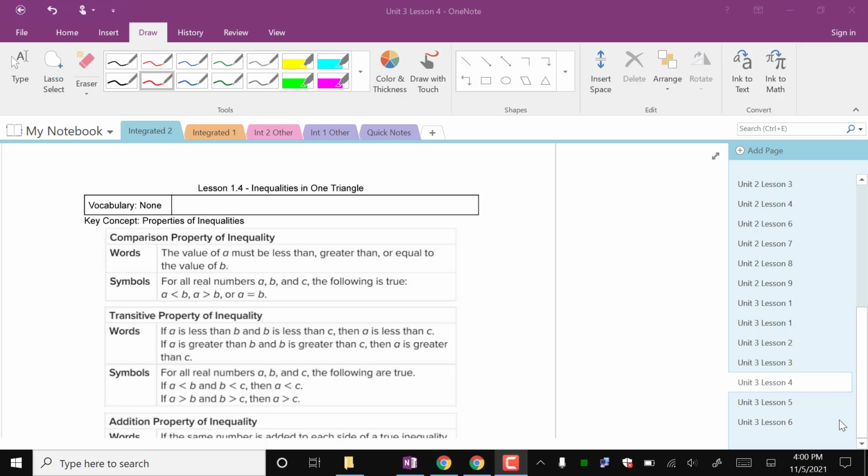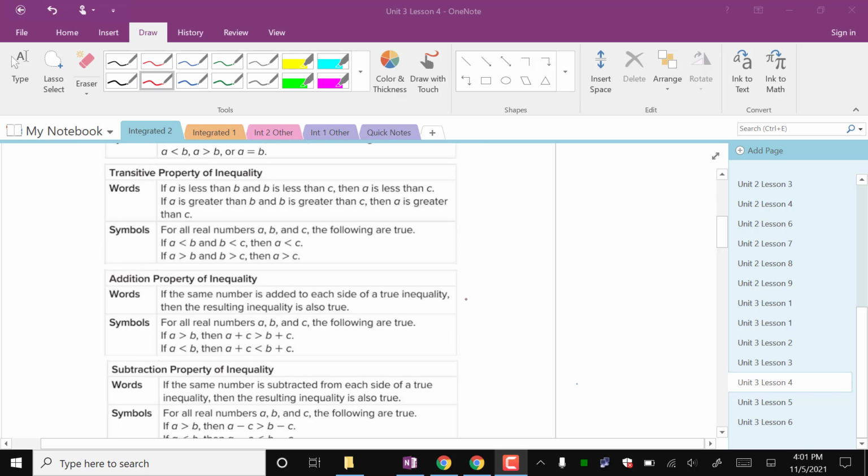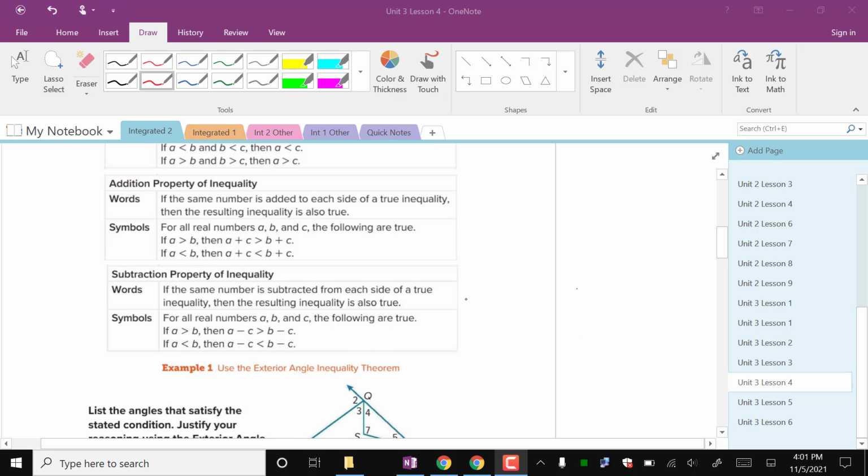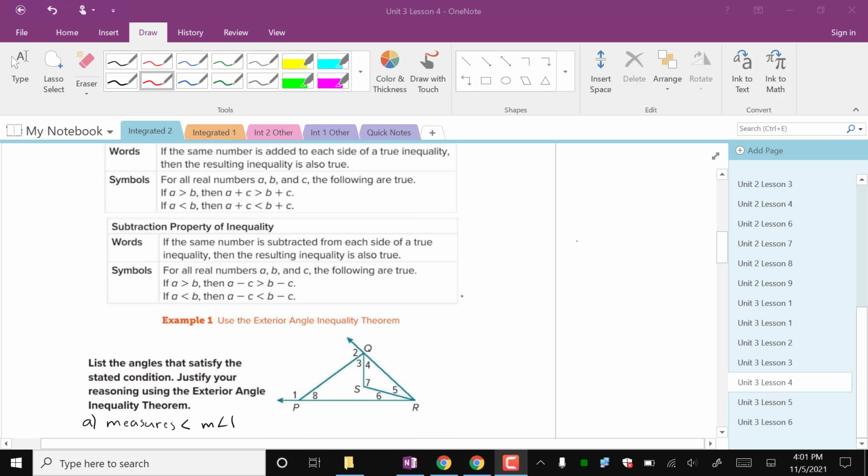Today we're going to be looking at Unit 3, Lesson 4, Inequalities in One Triangle. We have some properties of inequalities here, so go ahead and take a second and review the properties of the inequalities. We have a theorem as well. The theorem is on page 28 and it says Theorem 1.8, Exterior Angle Inequality Theorem. The measure of an exterior angle of a triangle is greater than the measure of either of its corresponding remote interior angles.